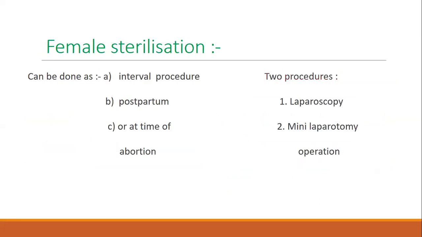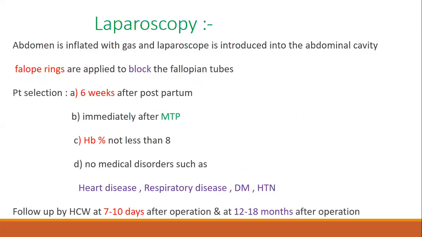Then female sterilization. It can be done as an interval procedure, postpartum, or at the time of abortion. We follow two procedures, laparoscopy and mini laparotomy operation. Laparoscopy: in this procedure, the abdomen is inflated with gas and a laparoscope is introduced into the abdominal cavity. Falope rings are applied to block the fallopian tubes.